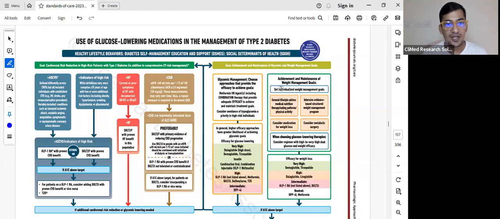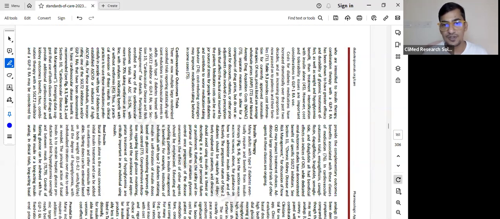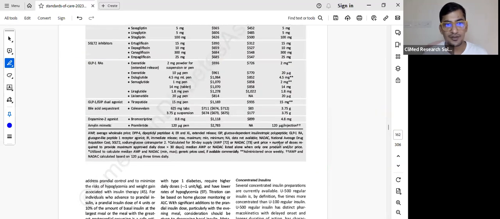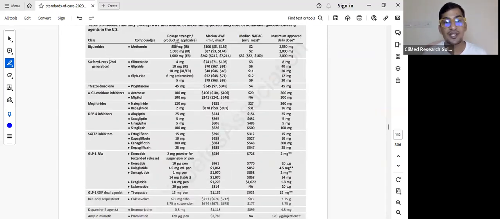Here are the references also, multiple references you can read about those papers. Here are all the diabetes drugs for the first month: biguanides, metformin, their dose 850 mg, 1000 mg; sulfonylureas, glyburide, glibenclamide; thiazolidinediones like pioglitazone; then alpha-glucosidase inhibitors, then meglitinides, then DPP-4, SGLT2, GLP-1.